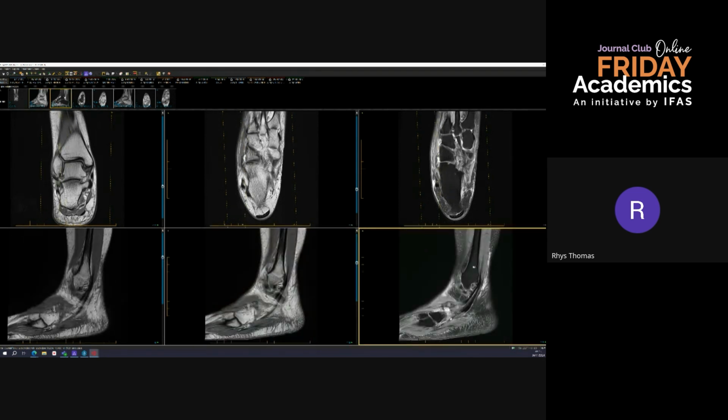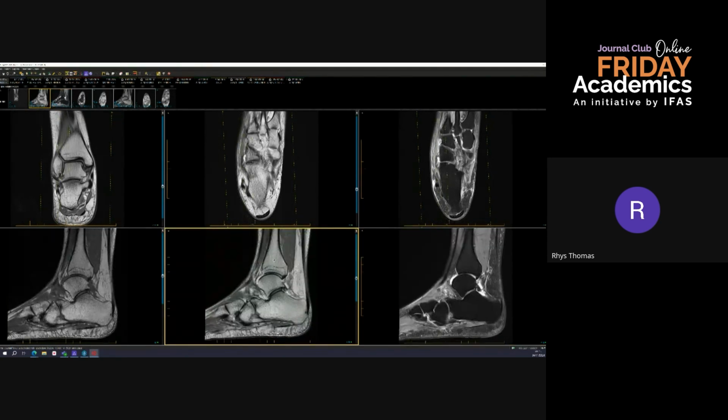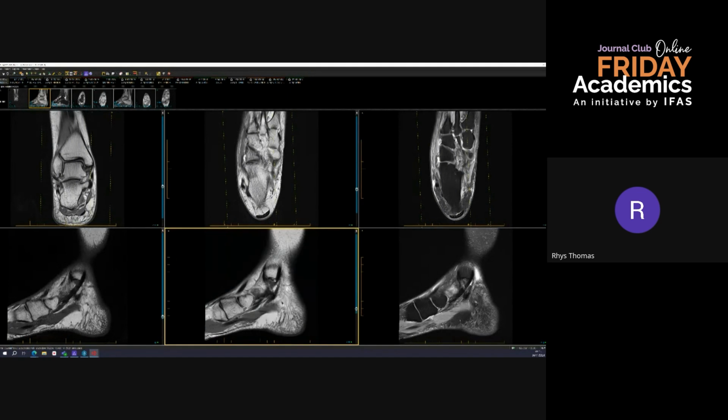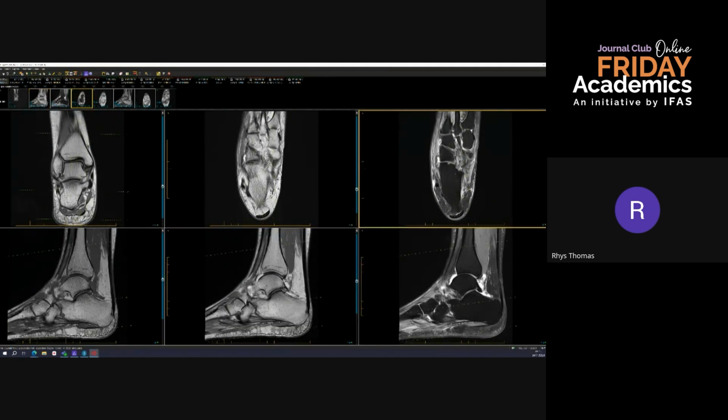Whilst we're on the sagittals, we can also get a glimpse of the syndesmotic ligament at the front here as well. So you can use all three planes to help you troubleshoot and come up with your diagnosis.